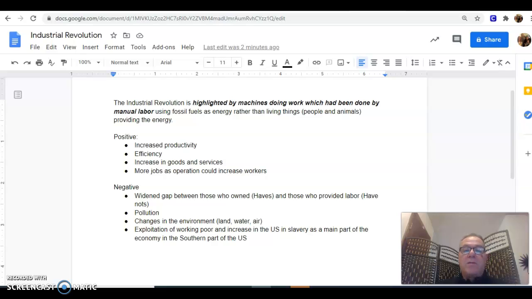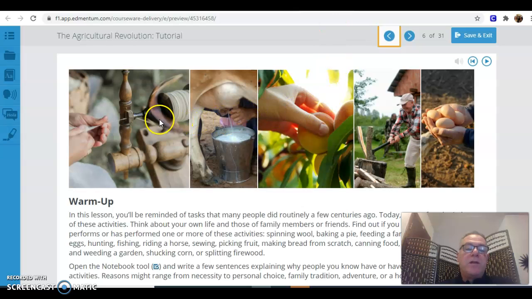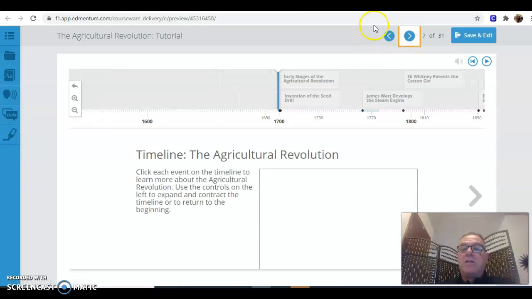So let's just look at some of the things. What is the Industrial Revolution? It's highlighted by machines doing the work which had been done by manual labor. If you look at this picture, some of these things today are now done by machine. This is spinning to make thread, this is milking a cow, harvesting crops, working with wood, even how we handle produce. All these things are affected by machines.